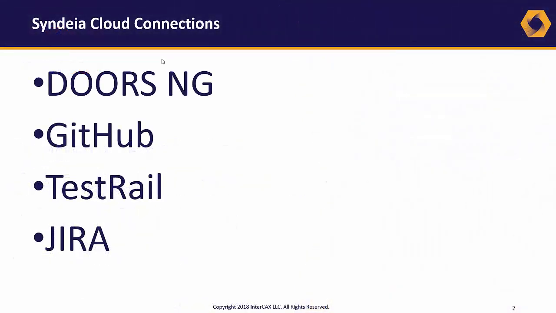In Syndeia Cloud for this demo, we have created and saved connections between model elements in 4 online repositories: DoorsNG for requirements, GitHub for software, TestRail for testing, and Jira for project management.